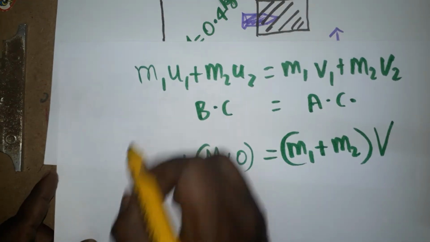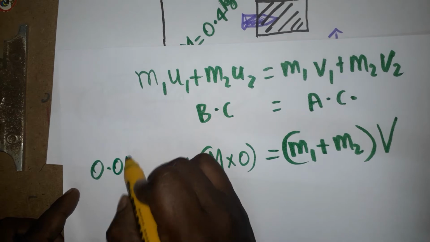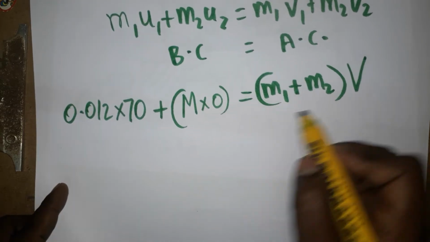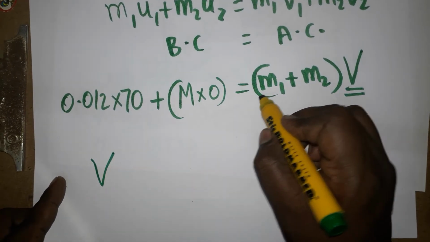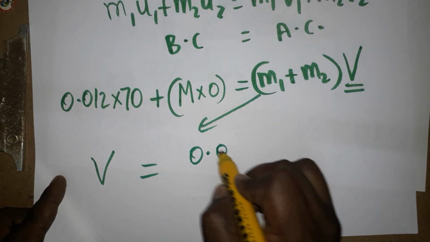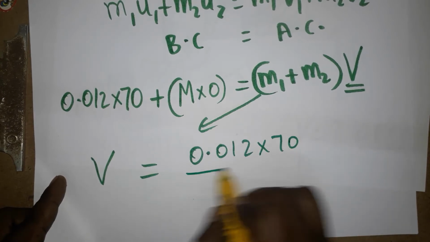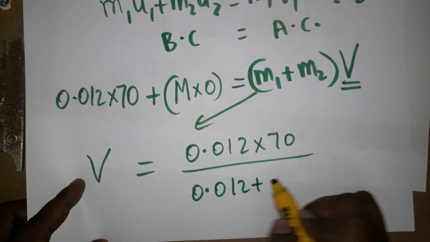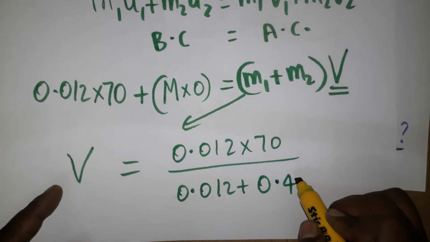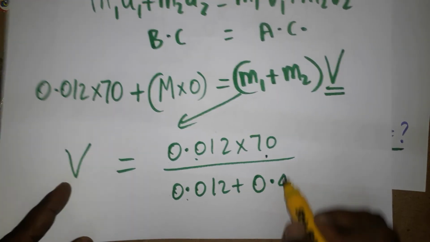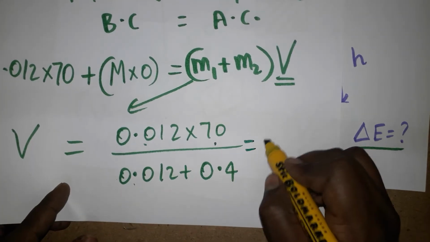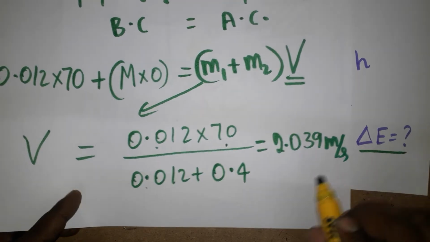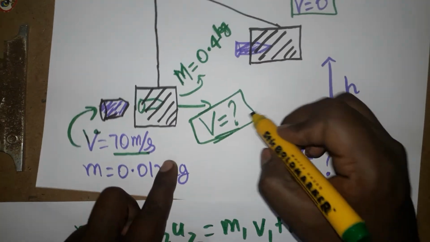The bullet has mass 0.012 and its velocity is 70. 0 times anything is 0 only. Now we calculate V. You bring m1 plus m2 as the denominator. V is equal to 0.012 into 70 divided by m1 plus m2, where m1 is the bullet mass 0.012 and m2 is the block mass 0.4. Multiply the two, add the two, then divide, and finally I get 2.039 meter per second.